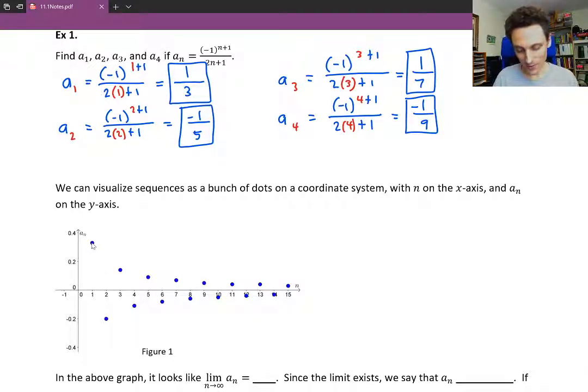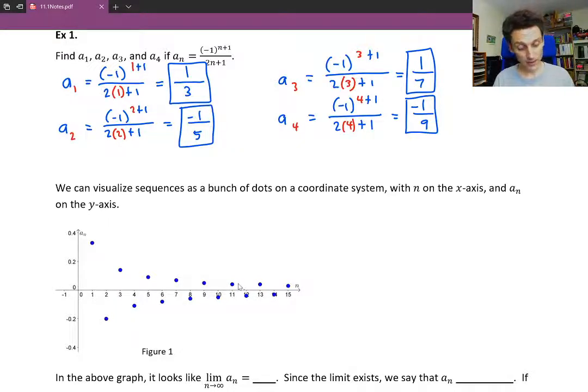All right, so this is a visualization. We have n equals 1. The a sub 1, the first term, is 1/3, which is about 0.3 repeating. And then when n equals 2, we get a sub 2 is -1/5, which is -0.2, and so on. So you can see that it's alternating positive, negative as the dots are above and below and above and below as we move to the right.